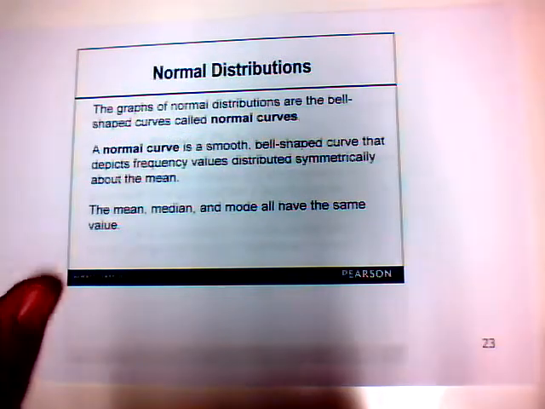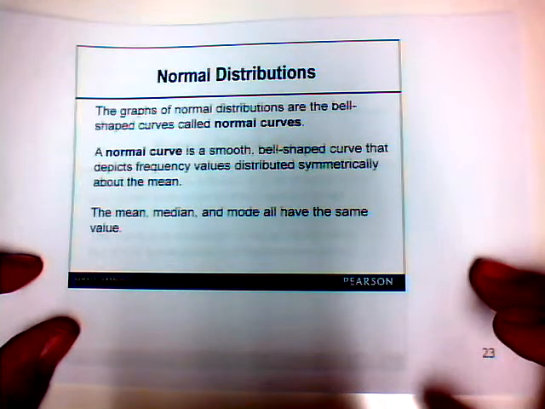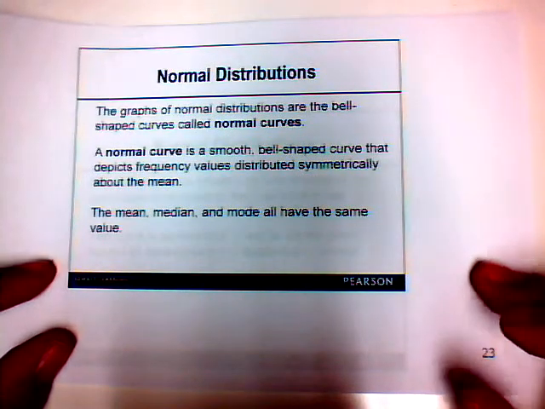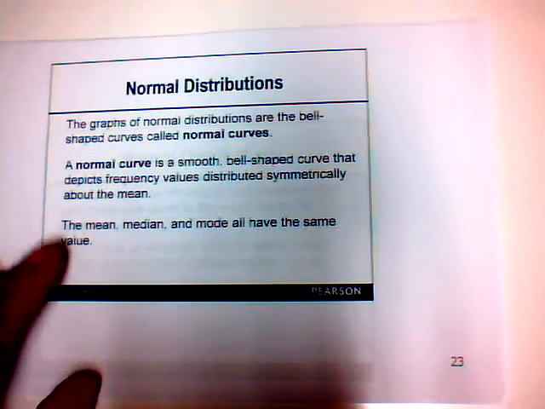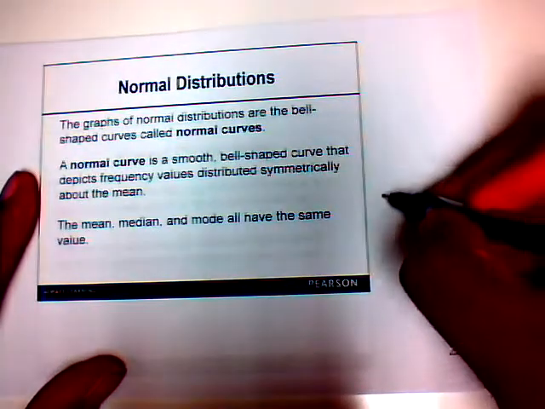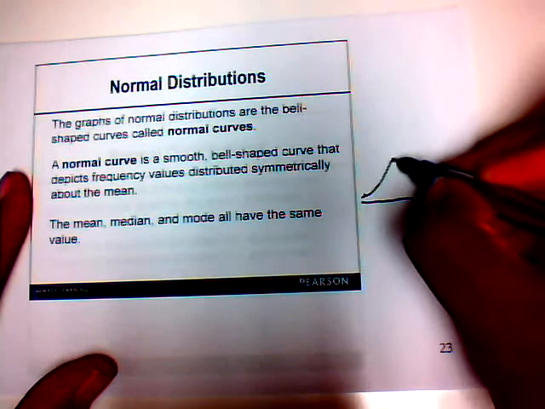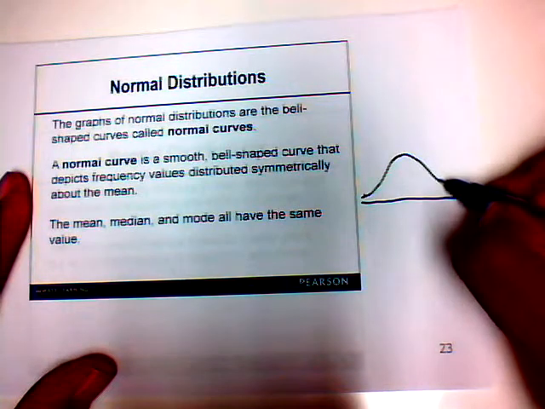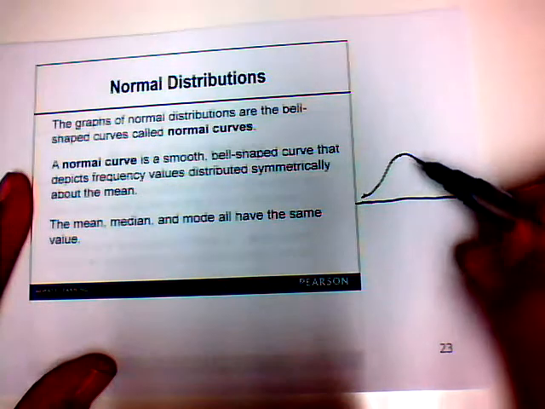All right, next is normal distributions. The graphs of normal distributions are the bell-shaped curves called normal curves. And a normal curve is a smooth bell-shaped curve that depicts frequency values distributed symmetrically about the mean. So the mean, the median, and the mode will all have the same values. And I'll draw an illustration of a normal curve. So pretty much the normal curve will look somewhat like this. It's not the best, but it looks somewhat like this.